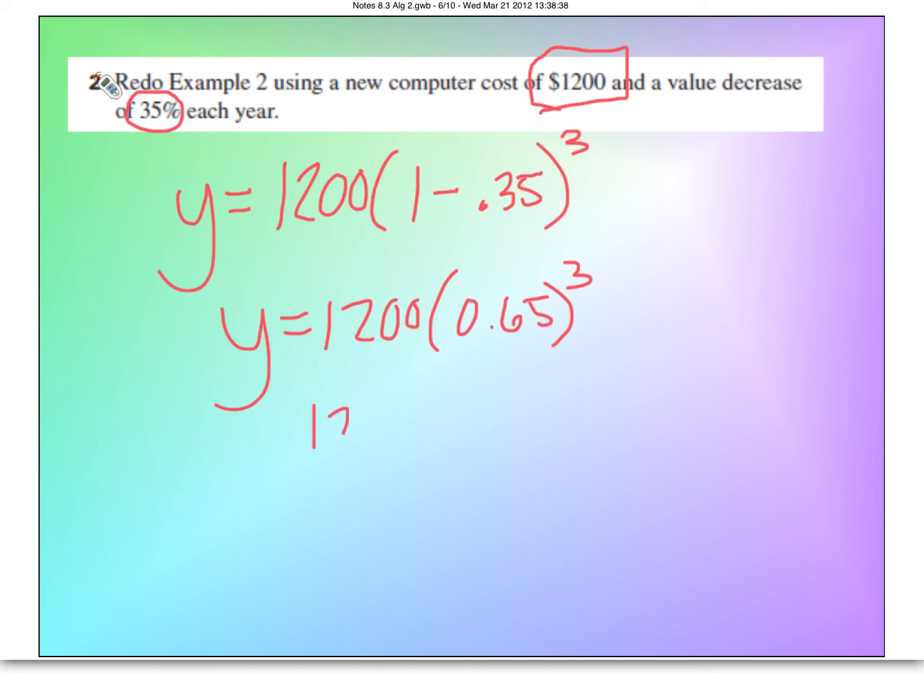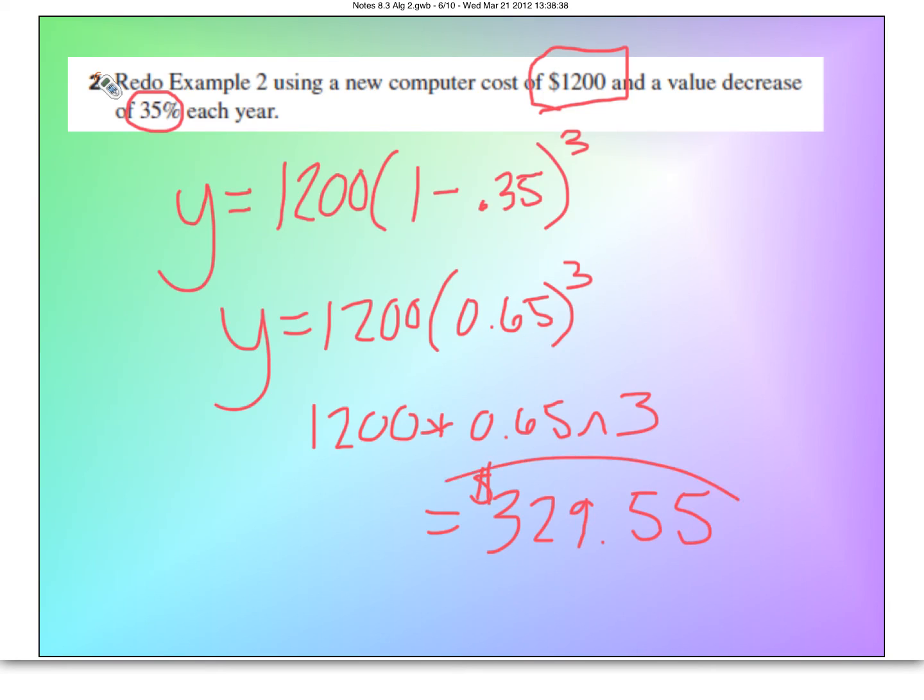So in your calculator, I'm going to type this: times 0.65 caret 3. And when you do that, you're going to get $329.55. So after 3 years, the cheaper computer is actually worth just a few more dollars because it depreciates at a slower rate.